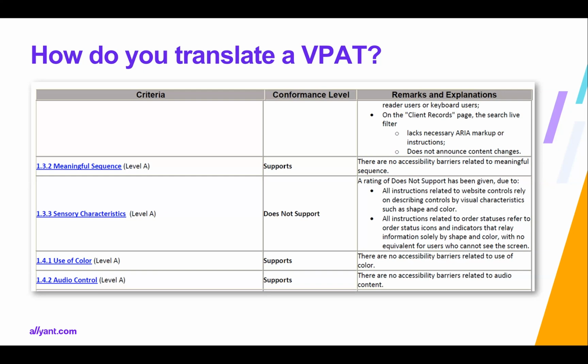There's 5 things that sort of fall into the conformance level. So it's a little bit black and white in that sense, which I don't think accessibility is very, very black and white. So the conformance level is supports, partially supports, does not support, not applicable, and not tested. And then the third column is remarks and explanations.